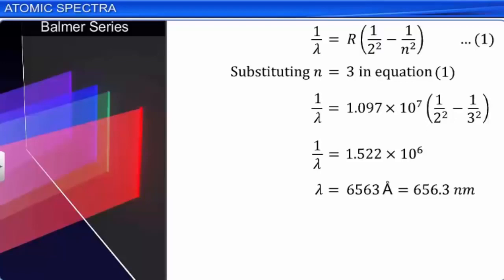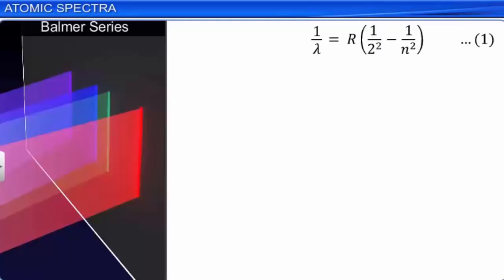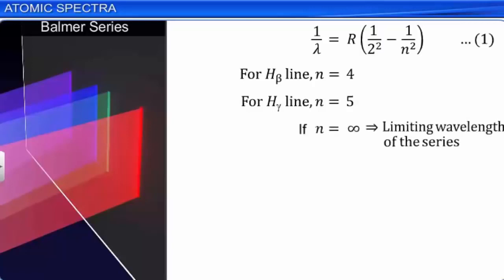For the next line of the series, the H beta line, we have n equal to 4, and for n equal to 5, we obtain the H gamma line of the series. By putting n equal to infinity, we obtain the limiting wavelength of the series, which is equal to 3646 angstrom or 364.6 nanometer. The limiting wavelength is the shortest wavelength of the series.